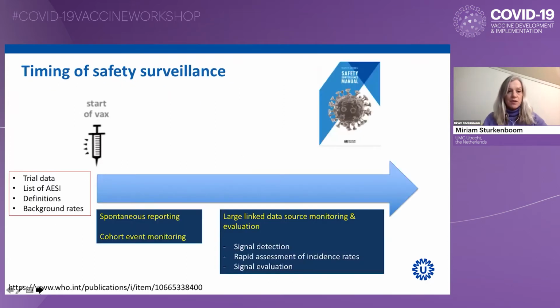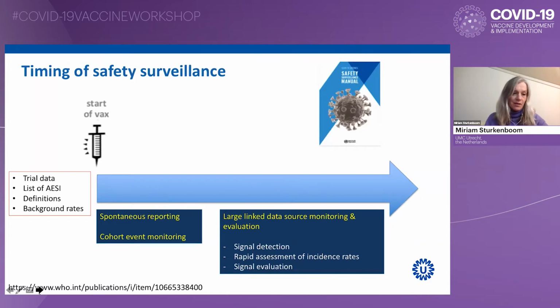On this slide, we see the program for safety surveillance of the COVID-19 vaccine. In the arrow you see above the start of the vaccination, so that's the licensure of the vaccine. On the left-hand side of that, we see a box in red, and these are the activities that could be done prior to licensure.